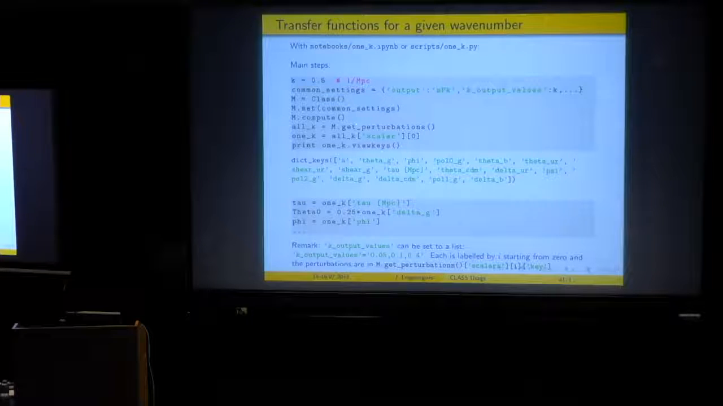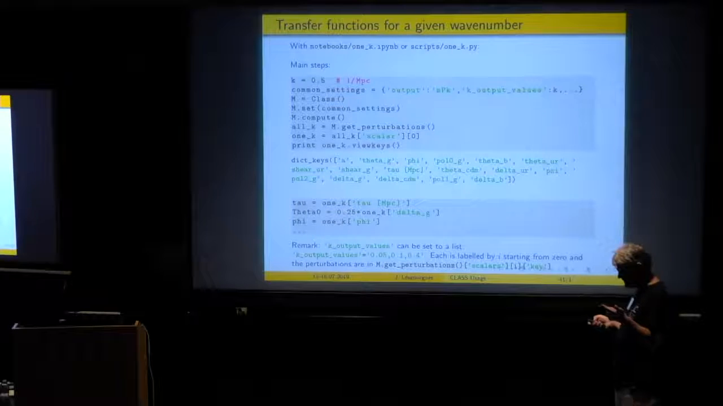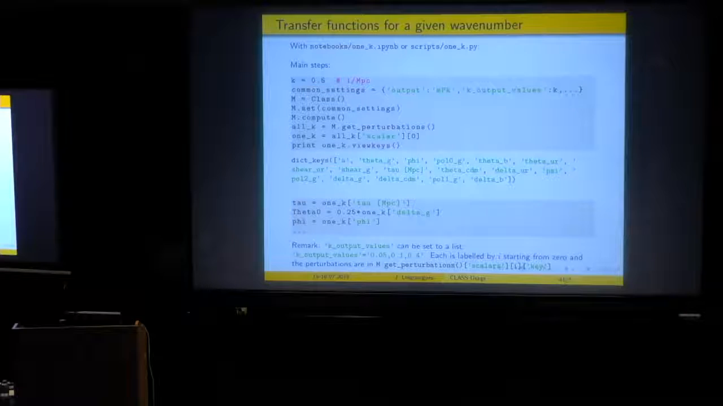Okay, so after doing this, we run class. And now, in order to extract this perturbation, we have seen get_background, get_thermodynamics, get_transfer. Now we see a fourth one, which is get_perturbations. It will do this job of giving us the evolution of perturbation as a function of time. So first, get_perturbations will be an array containing the values for all the k's that were here. But there was only one value of k. So I'm interested in this array for the entry scalar and the first mode.